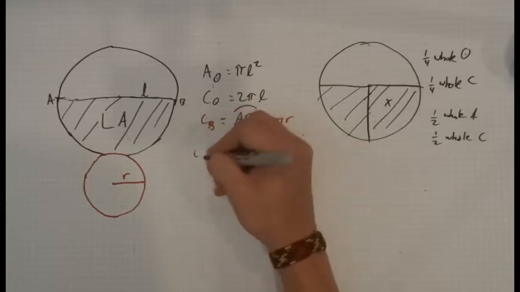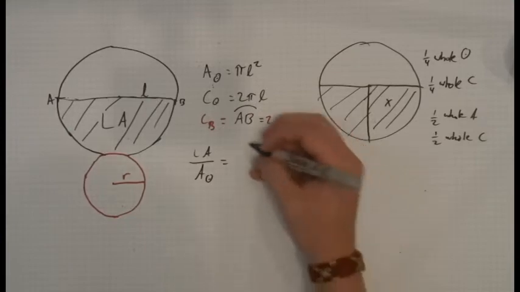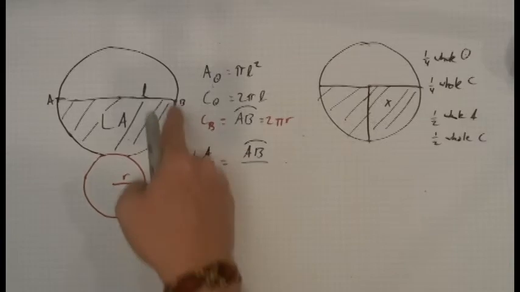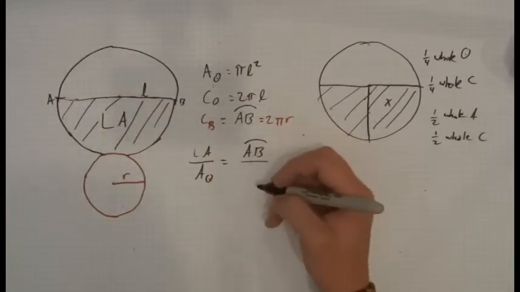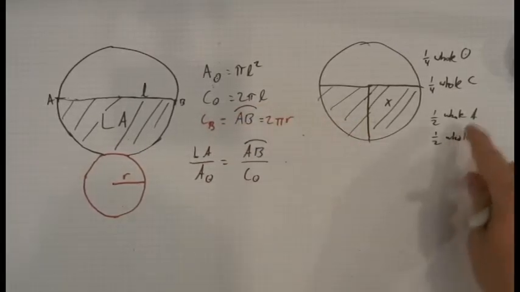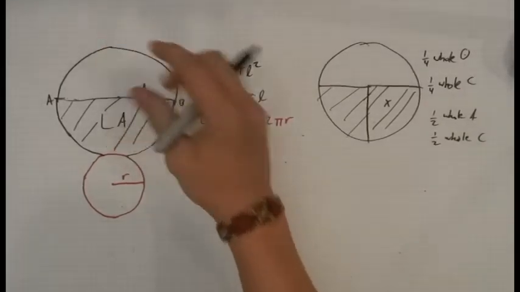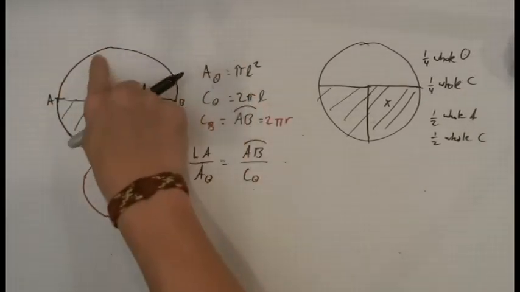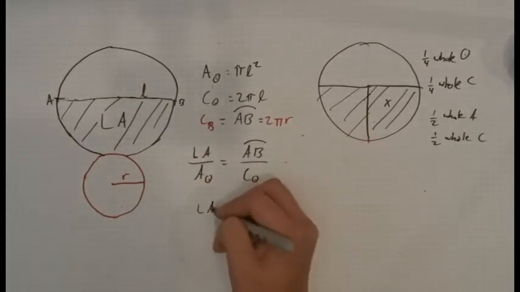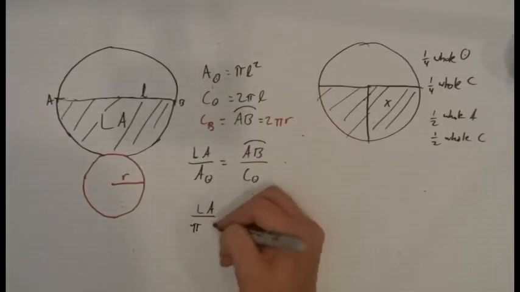So we can say that the lateral area divided by the area of the whole circle is equal to the arc length of this part divided by the circumference of the whole circle. So like we showed, 1/4 equals 1/4 and 1/2 equals 1/2. This part over this part is going to equal this part over this part. All right, so now let's plug in what we know. We don't know the lateral area. That's what we need to find. But we do know the area of the whole circle is pi L squared.